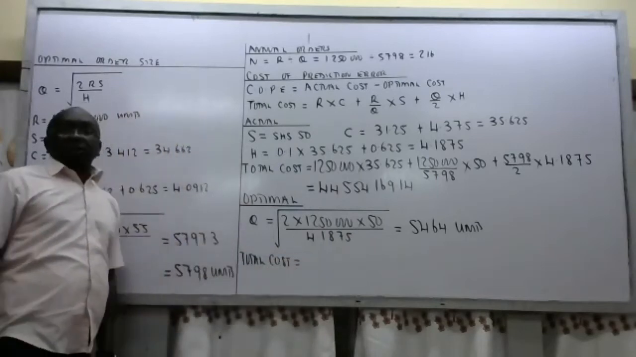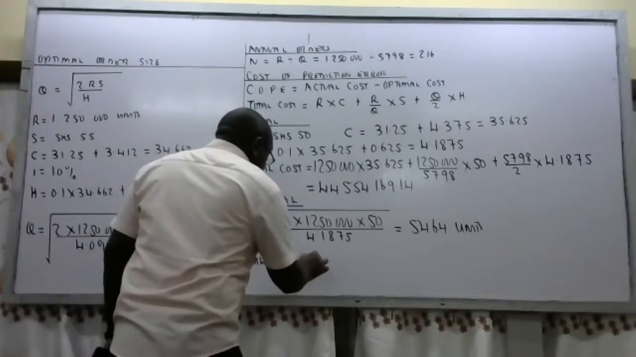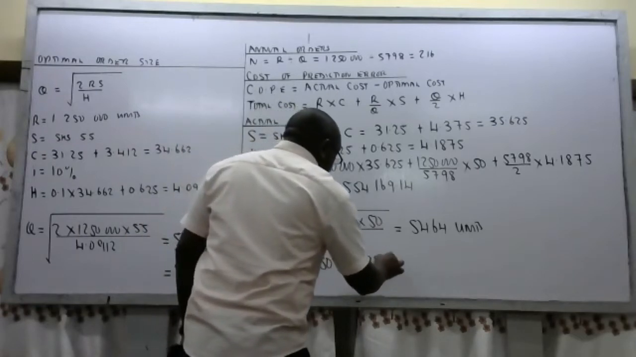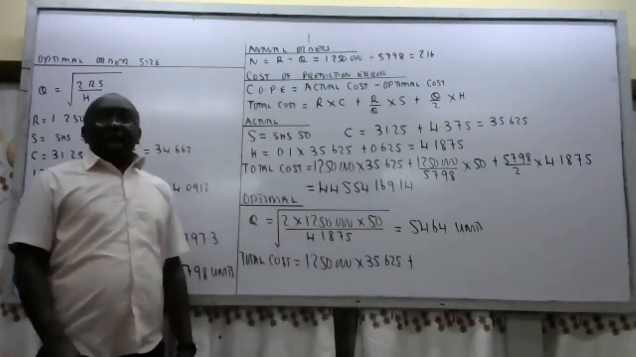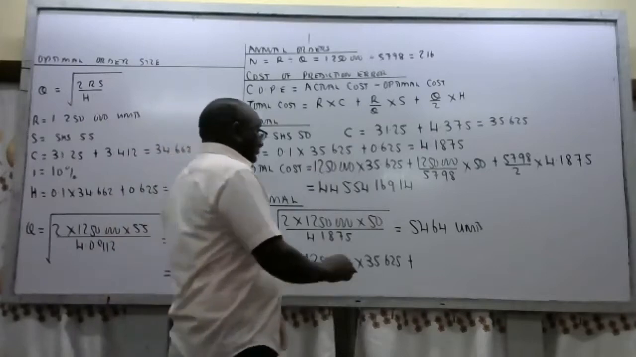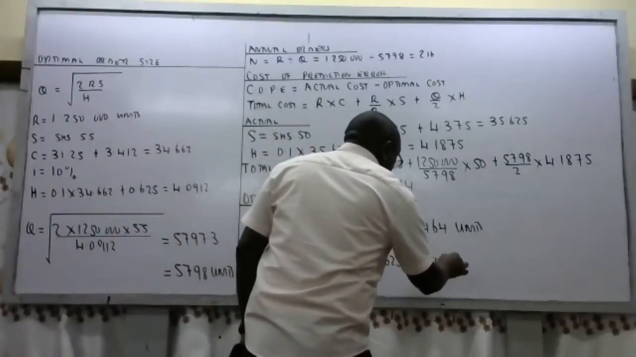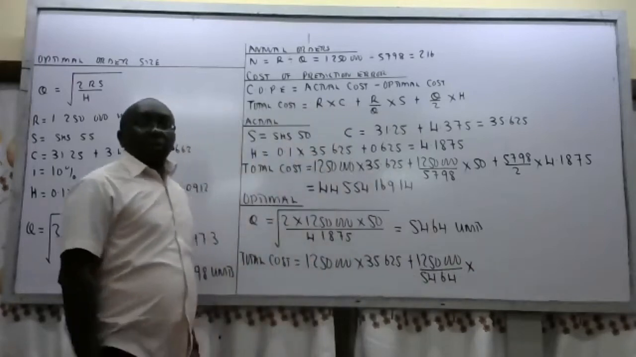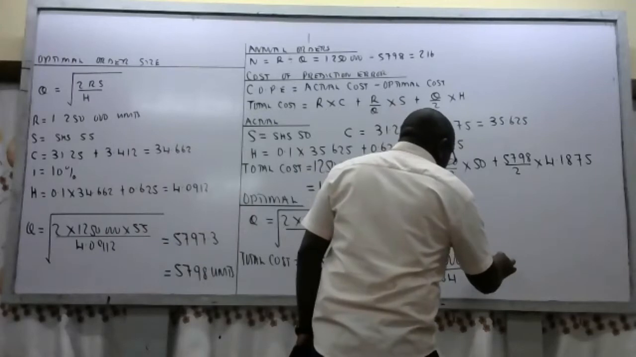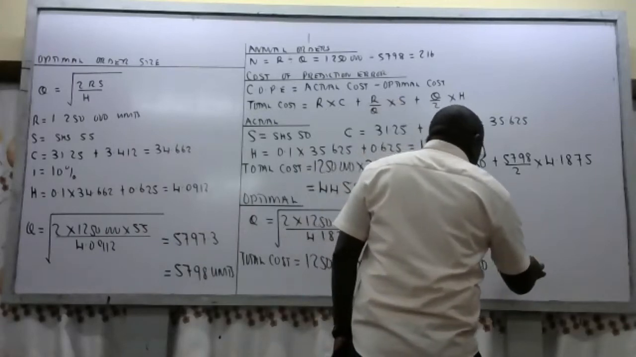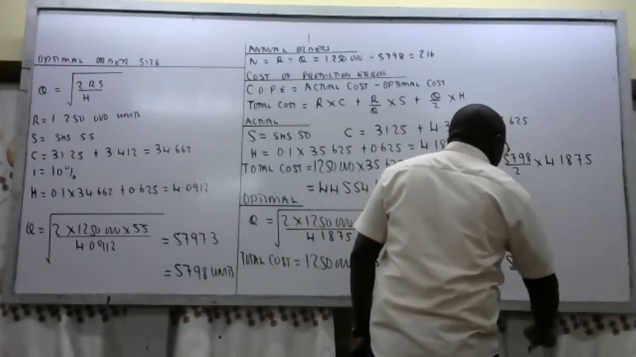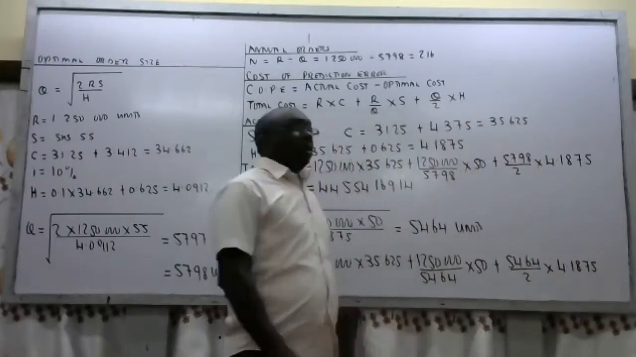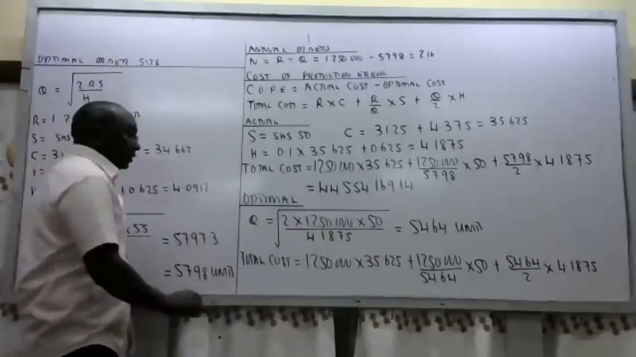You can be able to get your total cost as 1250,000 multiplied by that 5.625. That 5.625 plus 1250,000 divided by 54, 64 multiplied by 50. Multiply by 50, then you say plus 54, 64 out of 2, multiplied by 4.1875. Multiply by 4.1875.